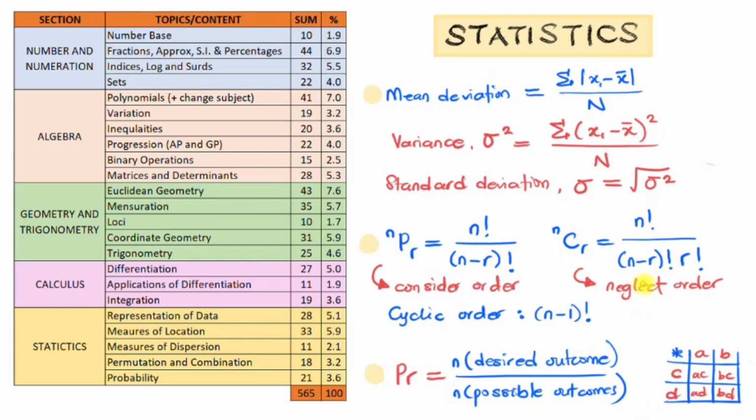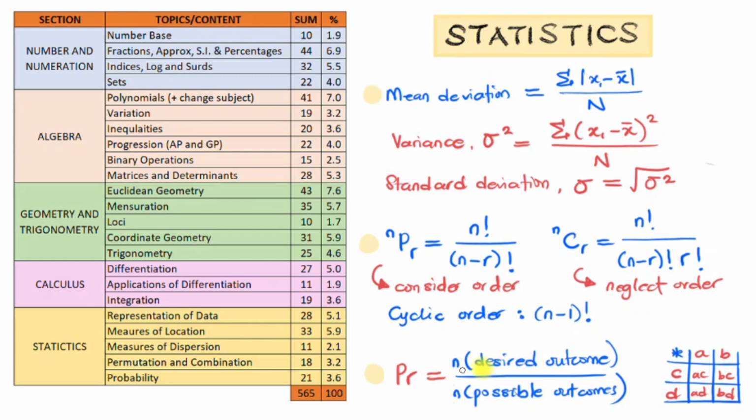When it comes to combination, they are not neglecting the order, and this is the formula that you use for each one of them. Then if you're having a cyclic order, the number of arrangements that you can have in that case is n minus 1 factorial, where n is the number of entries that you are looking at.